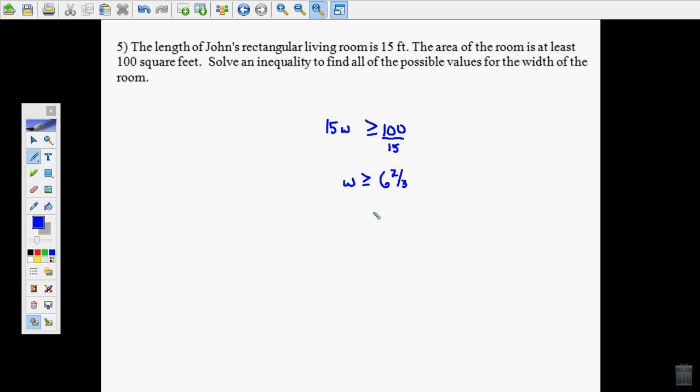Okay, so now we should be able to solve these inequalities that are word problems. Again, look for whatever your total is, figure out what your inequality sign is, then try to fill in the other side of the inequality, and then solve that inequality.